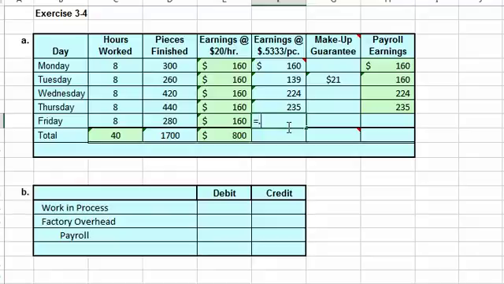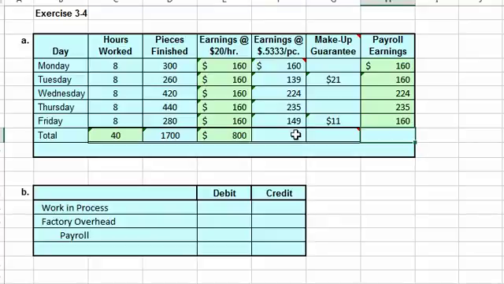Then Friday, she's under. Let's say it's going to be equal to 0.5333 times 280 units. Okay, so we're going to have to make up some pay. We're guaranteeing her at least 160. But we're going to have to make up some here. It's equal to the 160 minus the 149. $11 to make up here. But she's still going to get her 160.